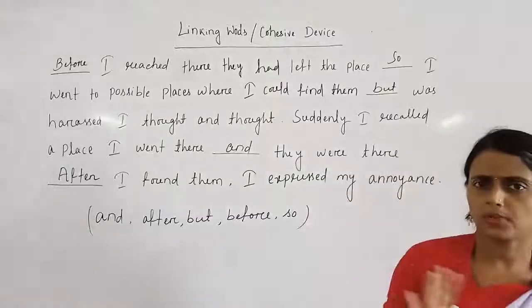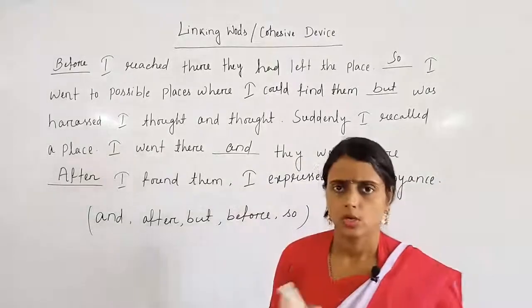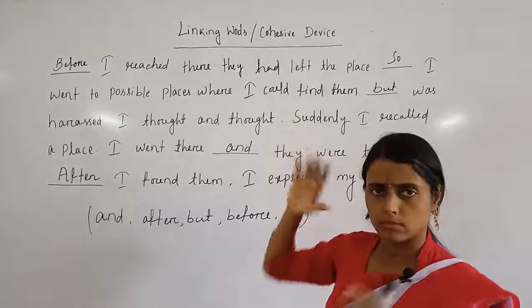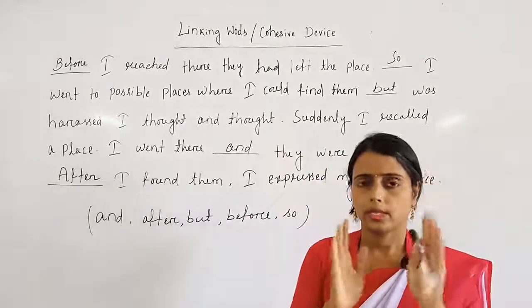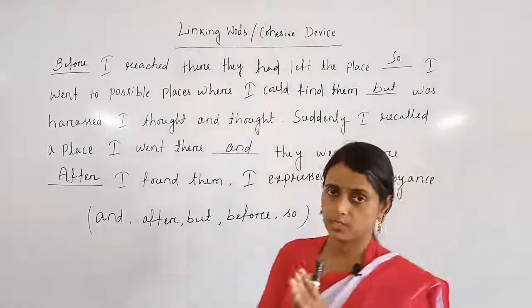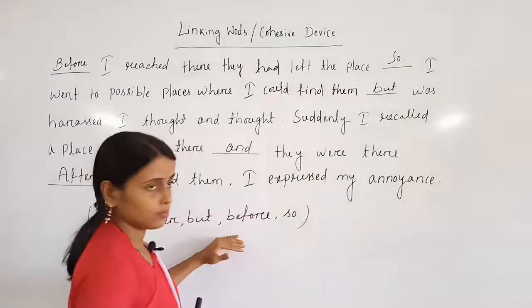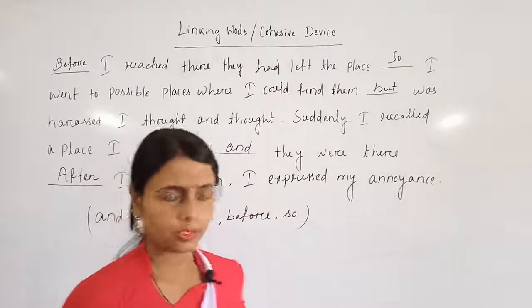Okay, listen, this one is very easy. You just don't think too much. Simple thing: one passage will be given to you, and that passage will contain 5 blank spaces, and 5 linking words will be provided. Sometimes it is 6 or 7.